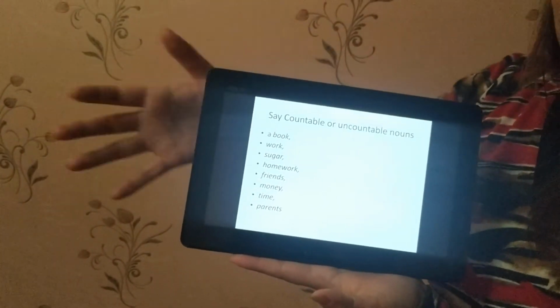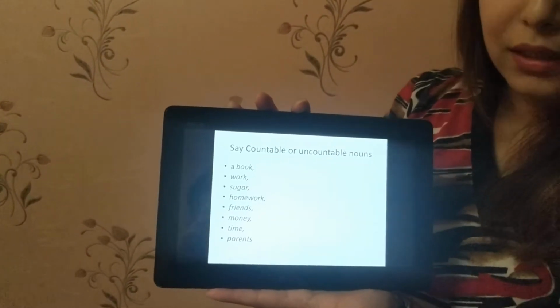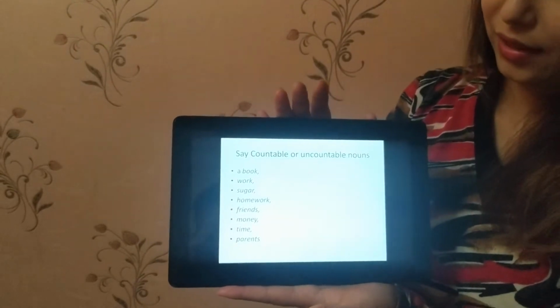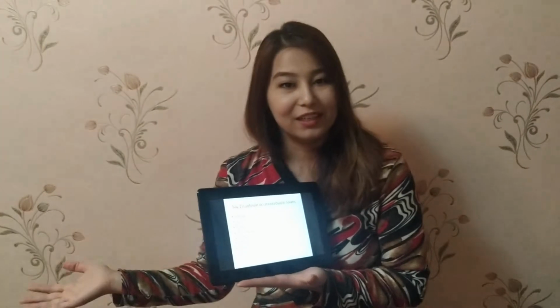That's true. And the last one. Sattar, what do you think? Parents, is it a countable noun or an uncountable noun? Yes, good. We can count our parents, so it means it's countable. So, is it difficult or not? Today, our topic, our grammar, is about countable and uncountable nouns, as you saw from the activity.